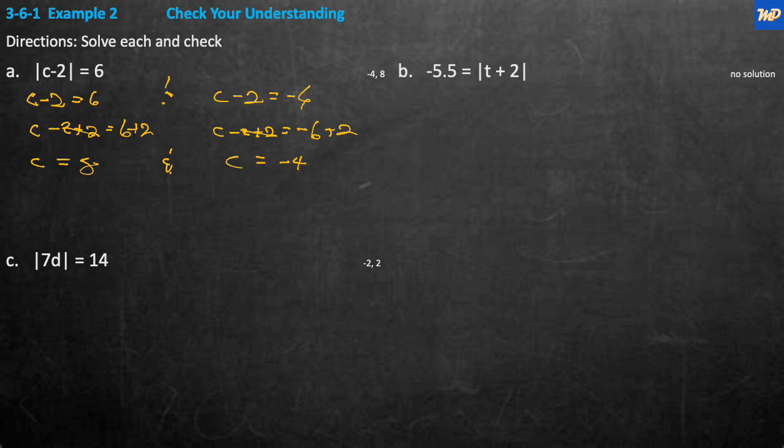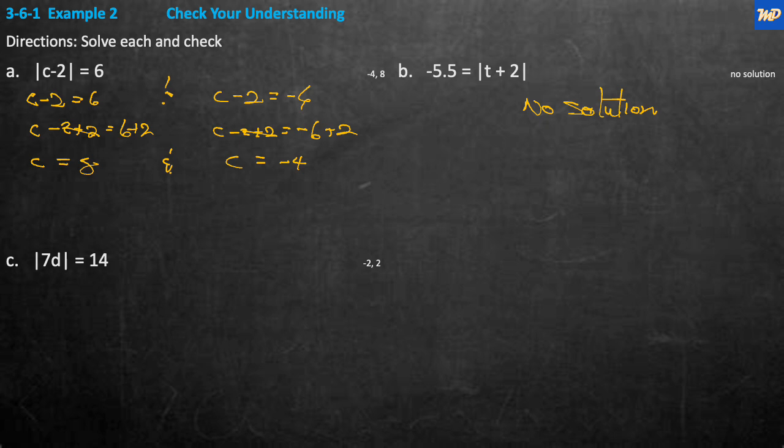How about B? Going to do the same thing. Just keep in mind, this right now says the absolute value of some number here, t plus 2, is negative 5. So the absolute value of whatever's inside here has to be positive. So right off the bat, you know there is no solution, because the absolute value of whatever is in here cannot be a negative number.